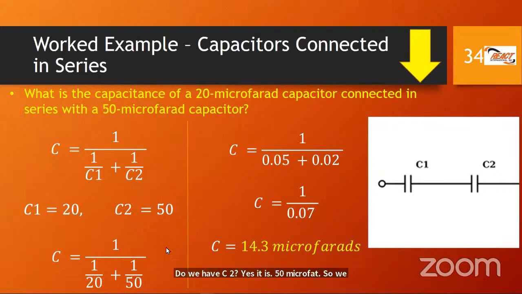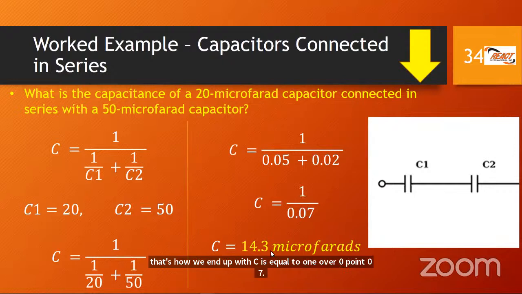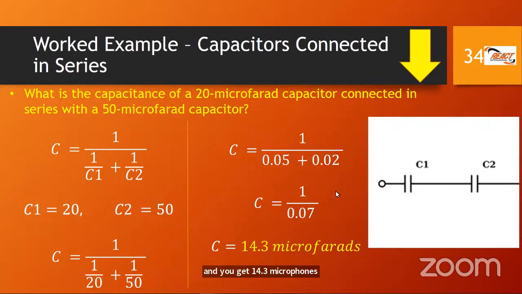So we substitute these two values and we end up with 1 all over 1 over 20 plus 1 over 50. That's how we get from this equation to this equation. We substitute the values for C1 and C2: C1 is 20, C2 is 50. We get to this next equation now. C is equal to 1 all over 0.05 plus 0.02. We add this up together and we get 0.07. So that's how we end up with C is equal to 1 over 0.07. We use our trusty calculator and we divide 1 over this and you get 14.3 microfarads. You can use the calculator and confirm that is so. And that's the answer to this question.